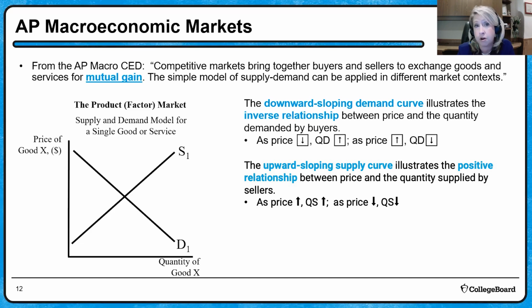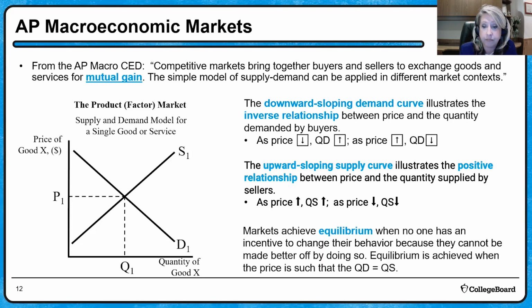the market of the economy as a whole, the upward sloping curve tells us there's a positive or direct relationship, and the downward sloping curve shows us there's a negative or inverse relationship. Equilibrium is achieved at the price where the quantity demanded is equal to the quantity supplied. Markets achieve equilibrium when no one has an incentive to change what they're doing. Market forces, in other words, have come to rest.